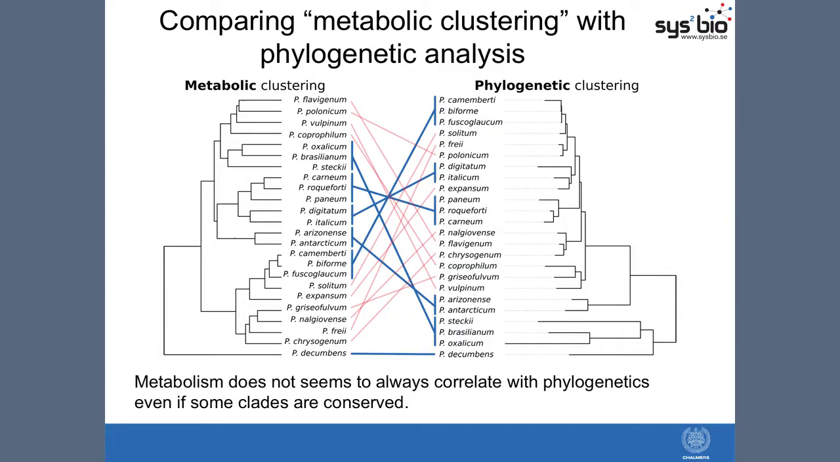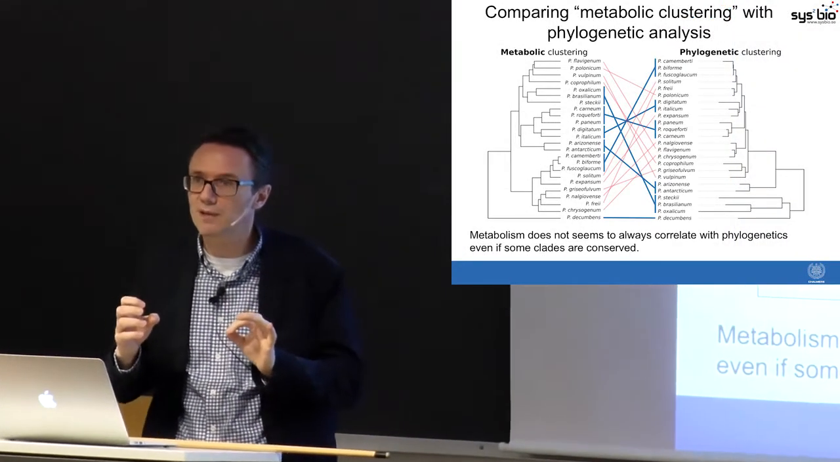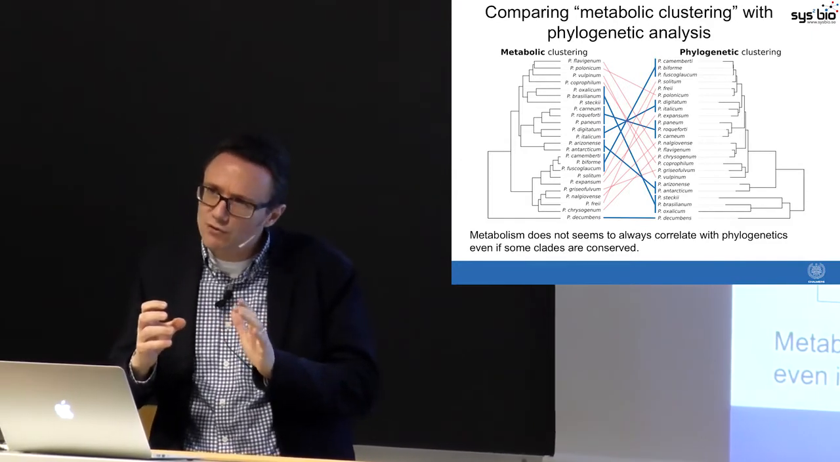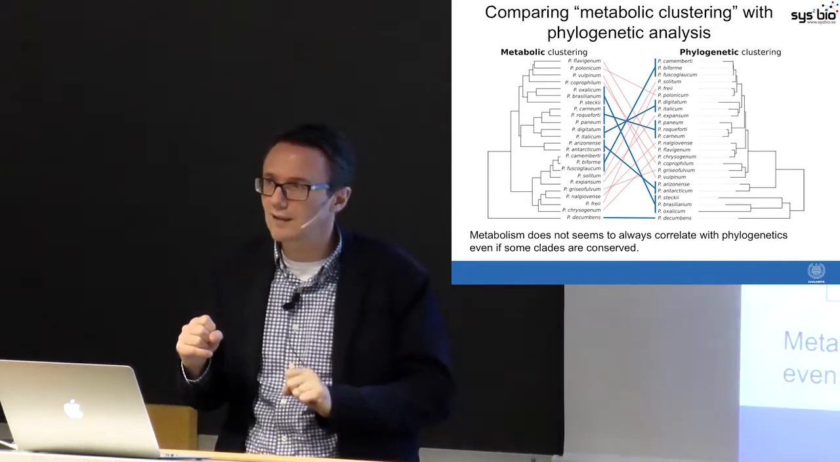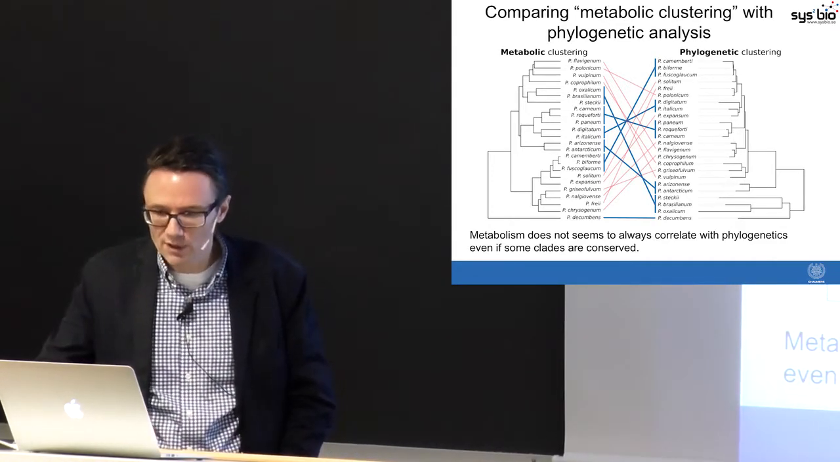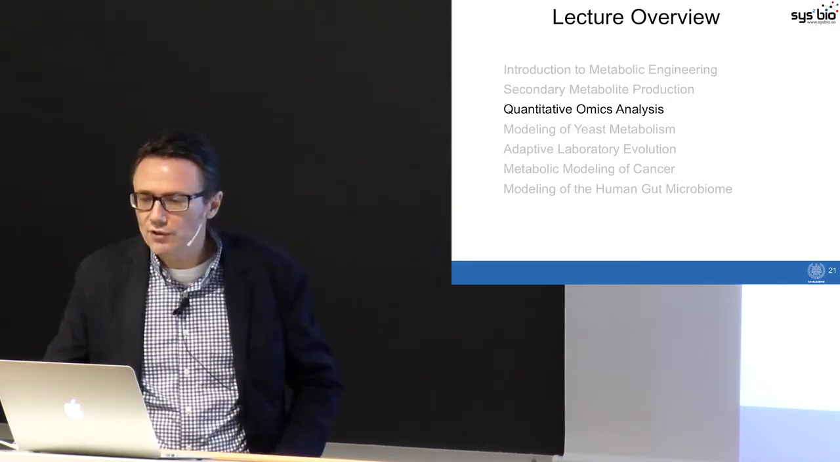So we're also looking into the metabolic clustering with a phylogenetic analysis. We developed complete metabolic models for each of these species here. And you can see that the traditional clustering and grouping of these different species based on morphology does not actually match completely with their metabolic capabilities. So one has to be careful in drawing conclusions on traditional phylogenetic assignment of species to metabolic diversity. So let me then move on and talk a little bit about quantitative omics analysis.